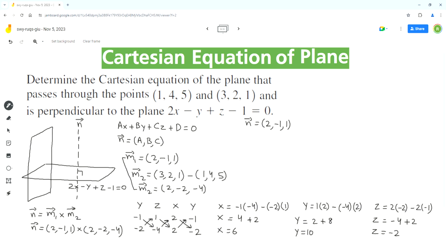That means the normal vector for our plane is (6, 10, -2). Now we can sub in the components of this normal vector into the general equation of the plane in Cartesian form. A is equal to 6, B is 10, and C is -2.